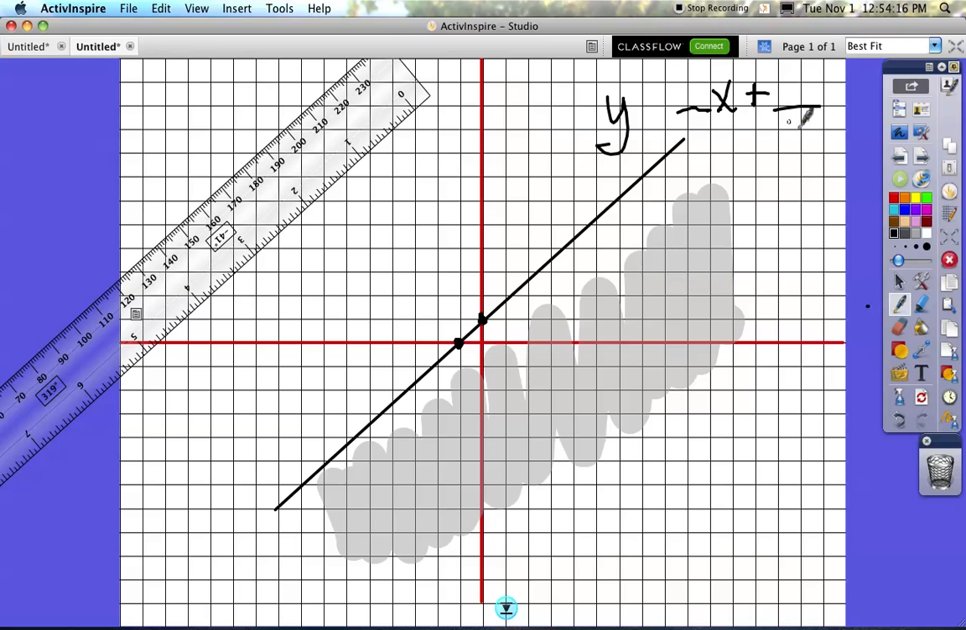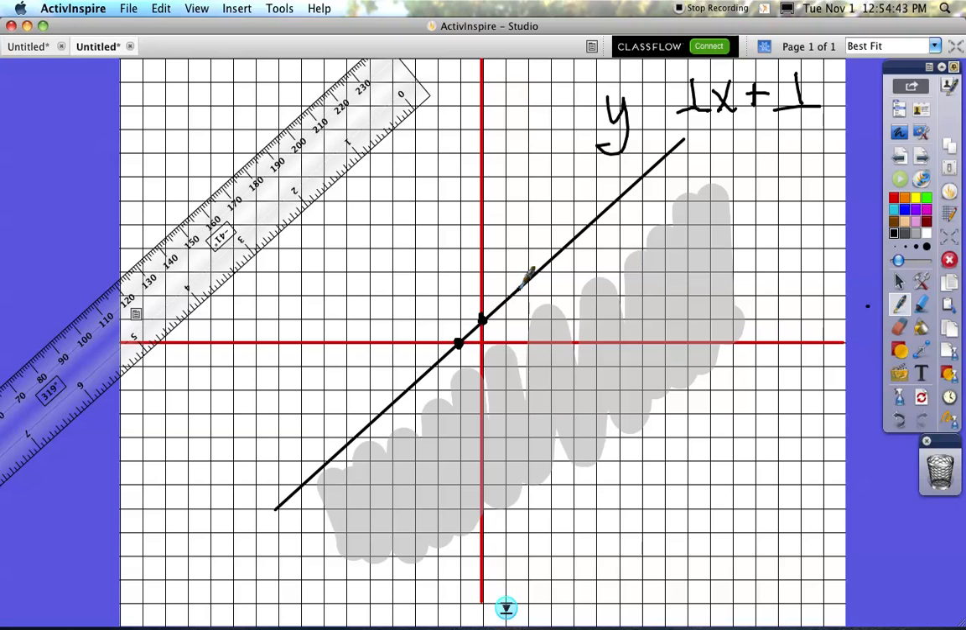Now, what am I going to put in the last blank? A 1. What am I going to put next to the x? 1. Now, this is not negative, it's going uphill. So 1 over 1, rise 1, run 1. Can you leave the 1 off if you want to? Yes.